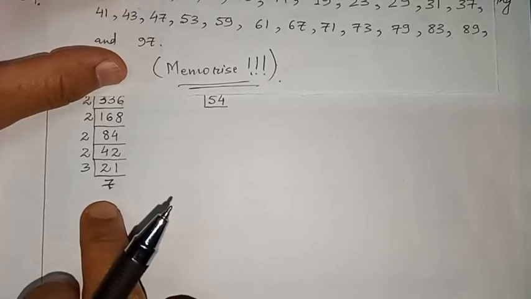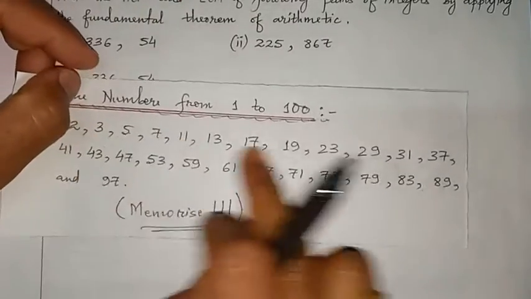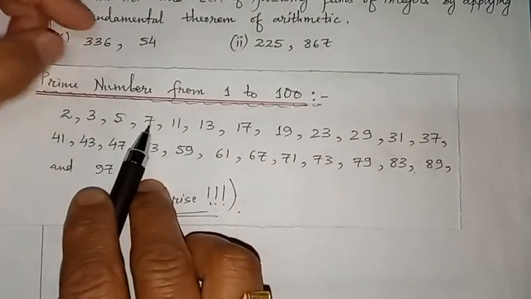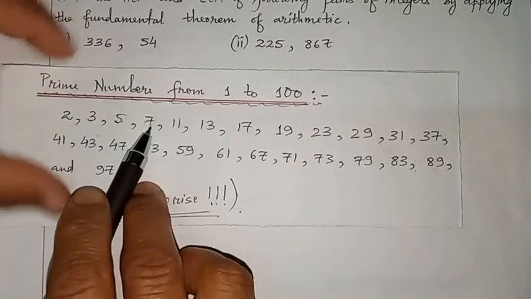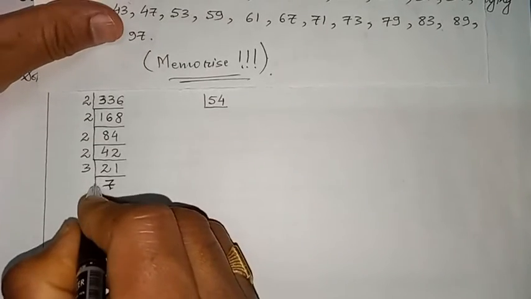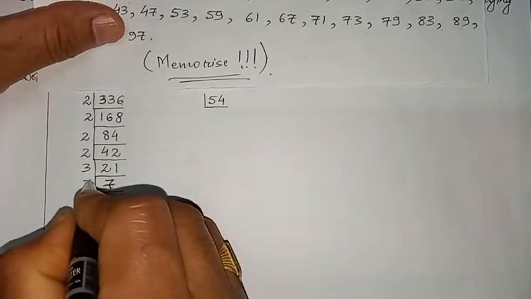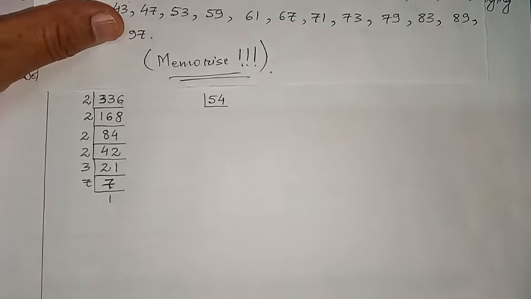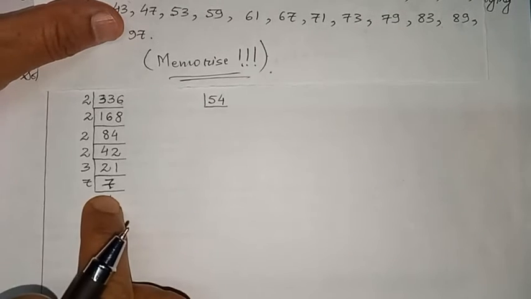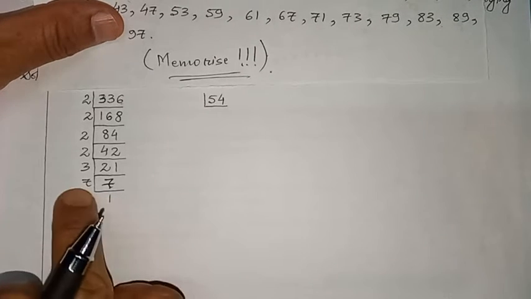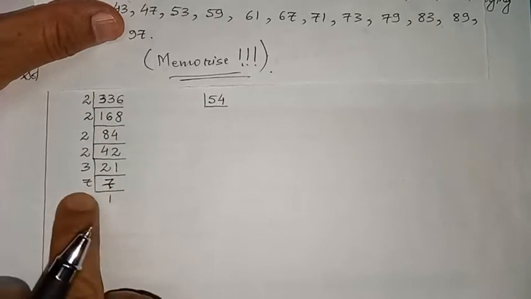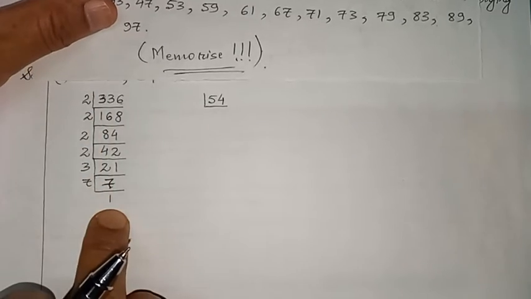The moment you get 7, I told you to learn the prime numbers by heart. You can see that 7 is itself a prime number, and for a prime number there is no need to waste any time. The moment a prime number comes, divide by 7: 7 ones are 7, because for a prime number there is no other factor except 1 and itself. By 1 we don't divide, so by 7 we do. When you get 1, stop.